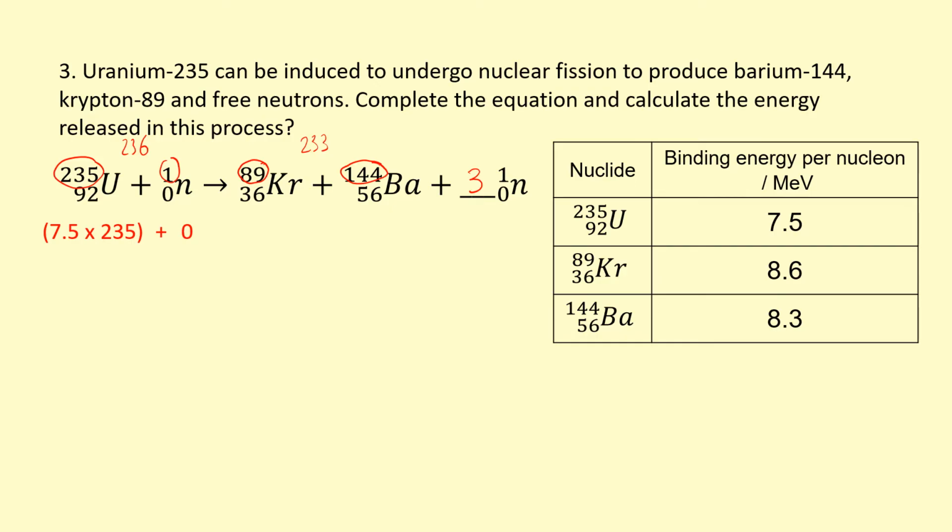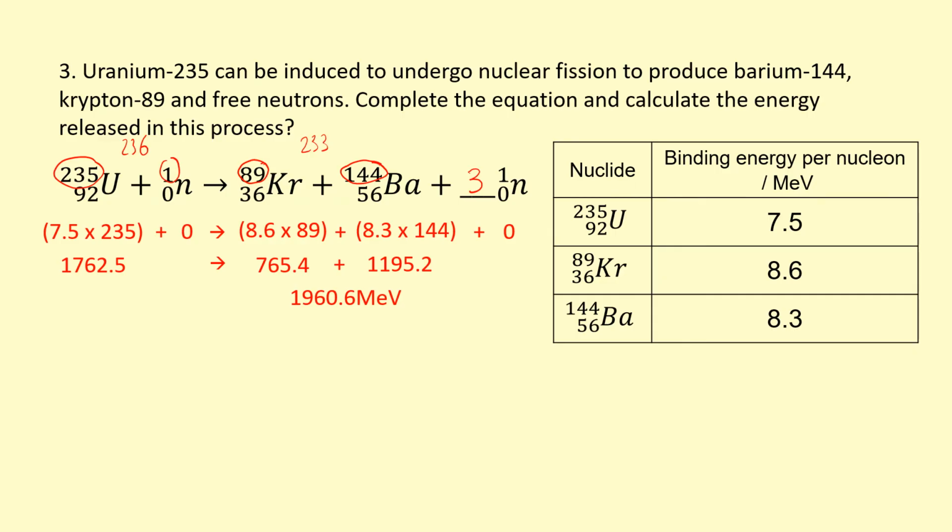And then we've got krypton on the right hand side here. So that's got 8.6. So we're going to multiply that by 89, the number of nucleons. And then with barium, we've got 8.3 times 144. Okay, and finally the neutrons are again free neutrons, so they've got 0 binding energy. So the total on the left is 1762.5, and we've got the total on the right. If we calculate that, we get 1960, and the difference here is the energy that's released. So I just subtracted the difference there.